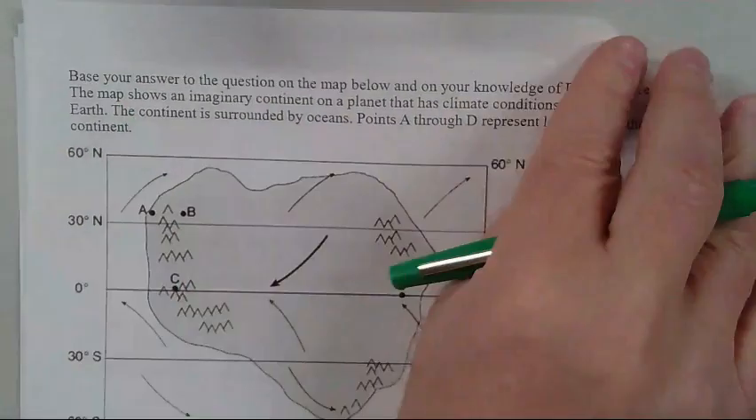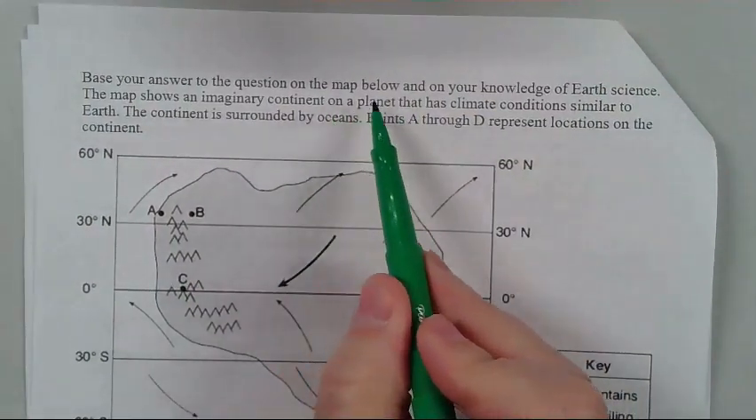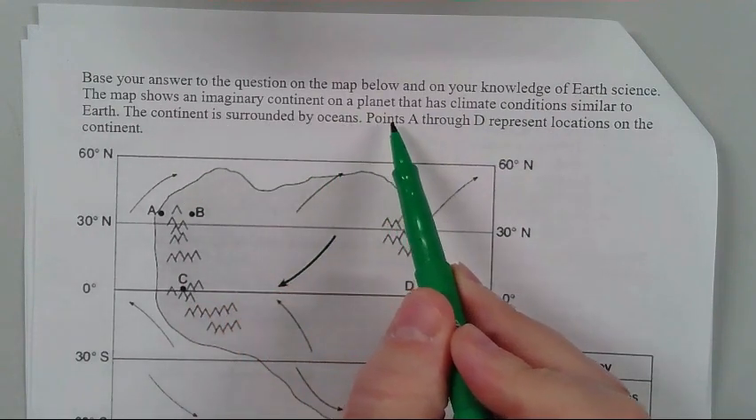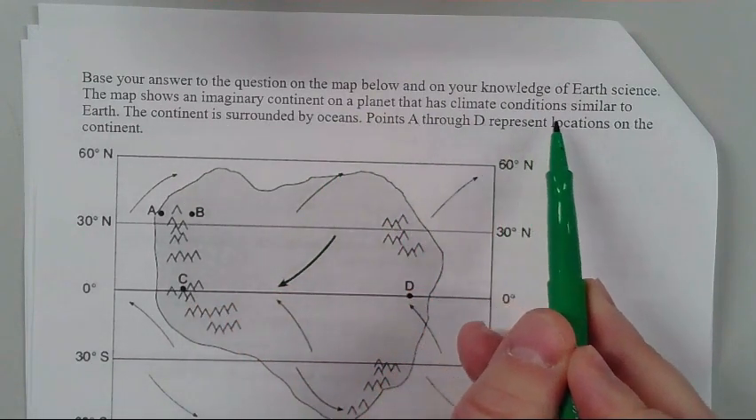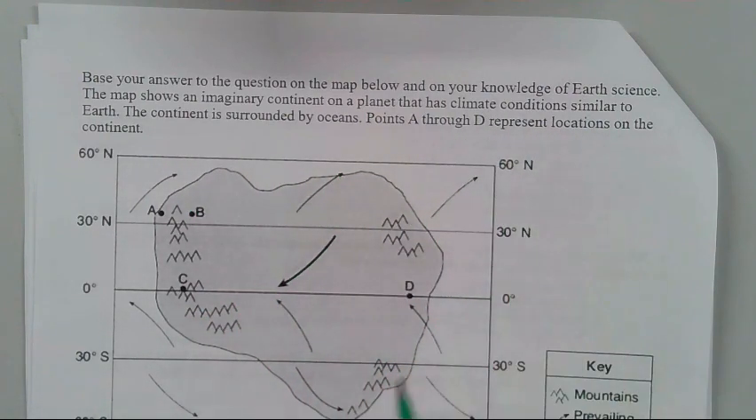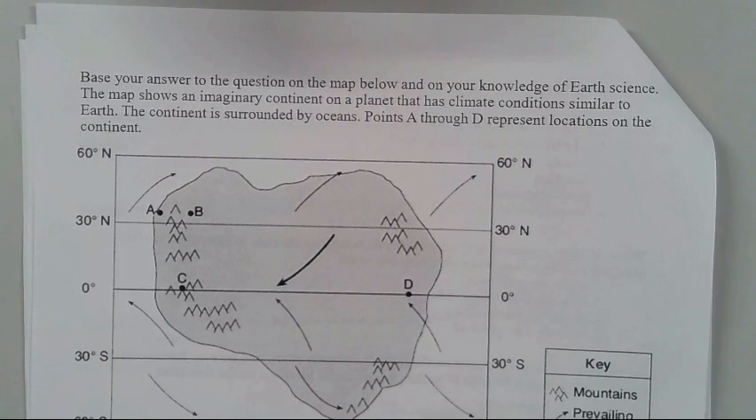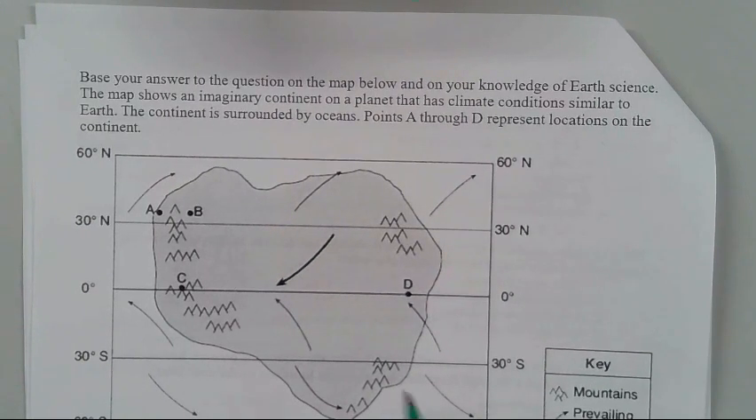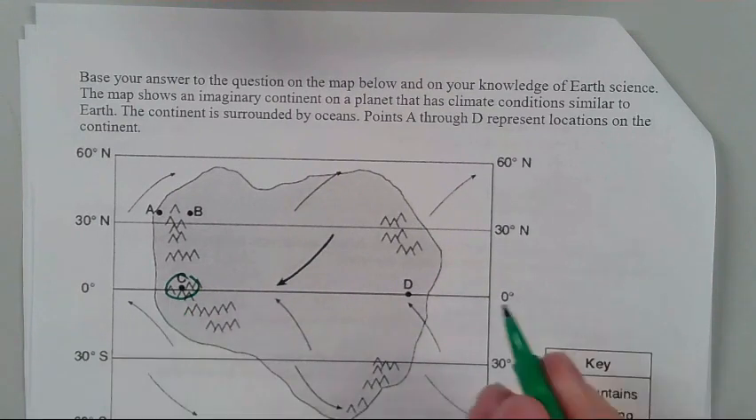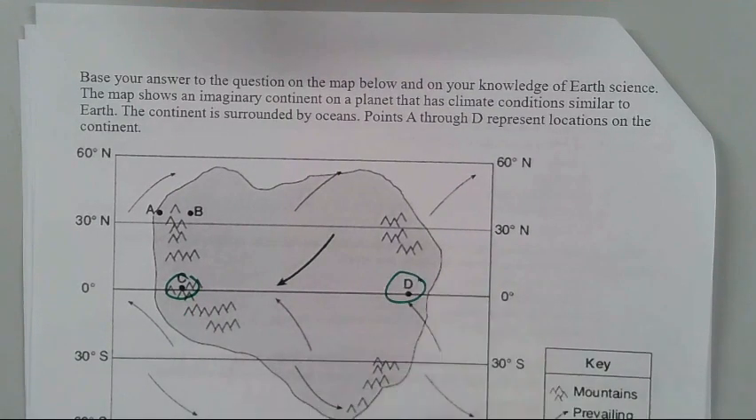And on the next page, base your answer to the question on the map below and on your knowledge of Earth science. The map shows an imaginary continent on a planet that has climate conditions similar to Earth. The continent is surrounded by oceans. Points A through D represent locations on the continent. Identify the primary factor that causes location C to have a colder climate than D. So here's C. It's on the equator, but in the mountains. Location D is on the equator, but not in the mountains.